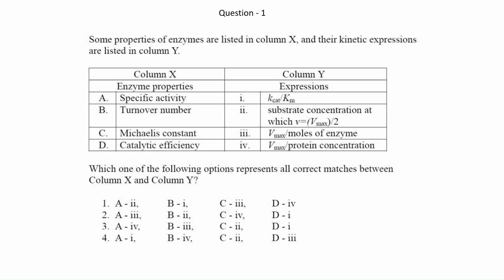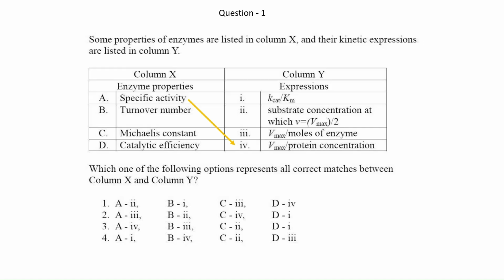So we just learned these terms. So if you remember all the definitions, you can easily get this answer. We'll start from the left. So specific activity means Vmax per protein concentration. So if we look at the options, just from this single detail, we can narrow it down to option 3.